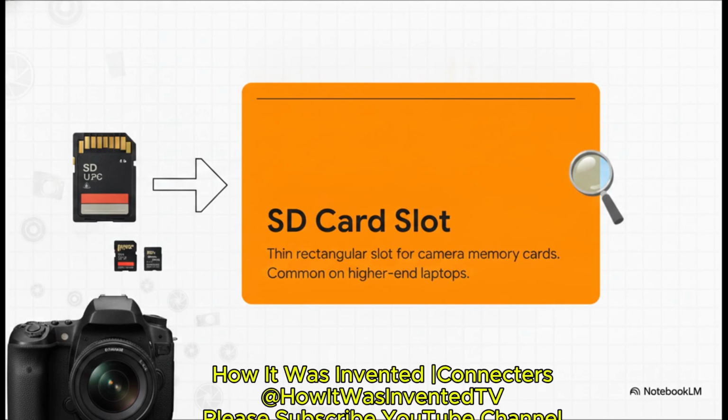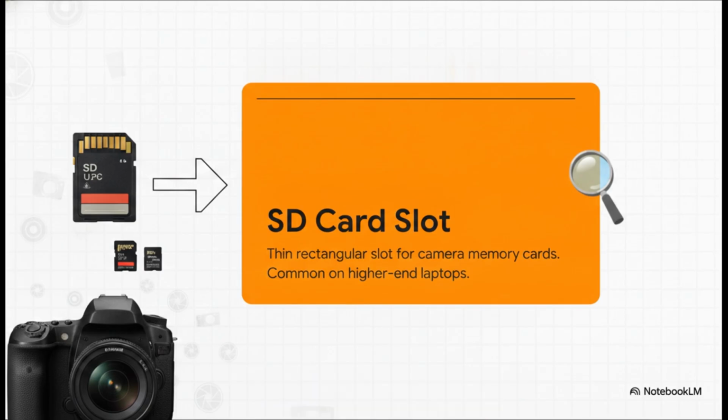Next up, we have the SD card slot, which is basically a creator's best friend. This thin, rectangular opening lets photographers and video editors pull high-res files right off a camera. No annoying dongles required. You'll also see a tiny version of this, called microSD, used on some phones and tablets to instantly expand their storage.